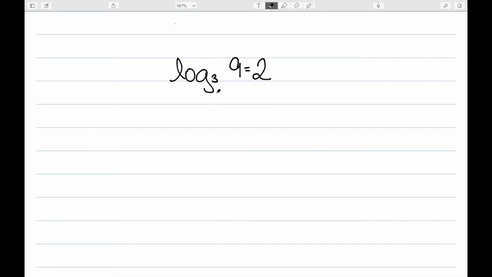I have log base 3 of 9 equal to 2, and I want to convert this to an exponential. We always start with the base. The base of the logarithm is the same as the base of the exponent. And then we're going to do a spiral. We're going to raise 3 to the second power, and it should be equal to 9. And this is exactly what we know 3 squared to be, which is a good sign that we got this correct.